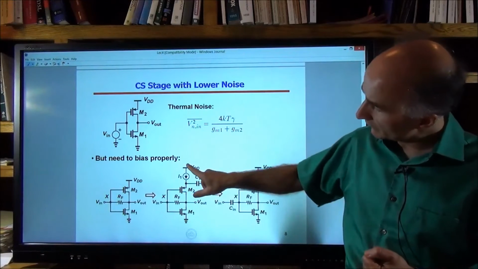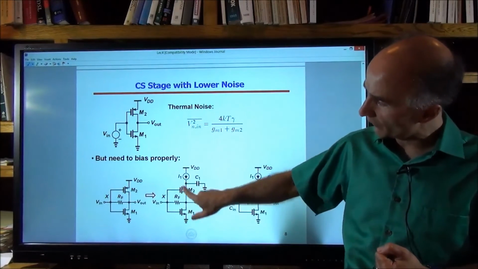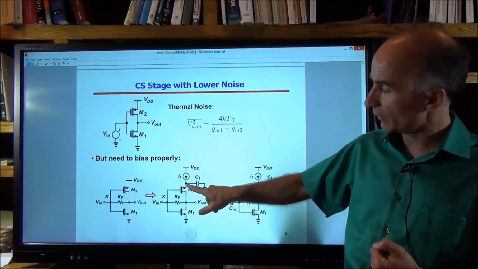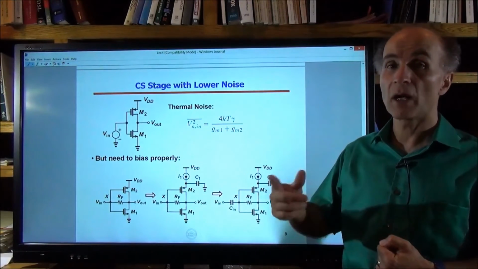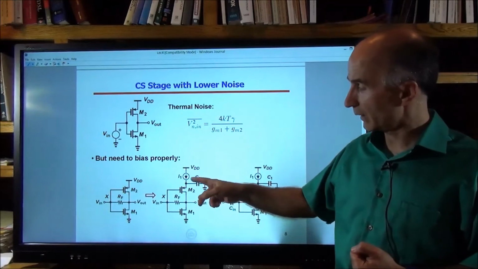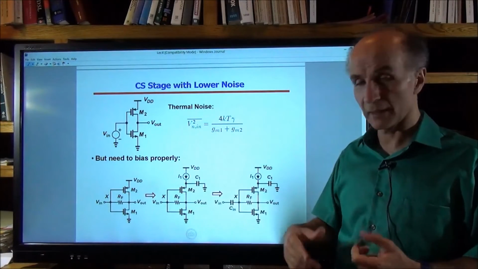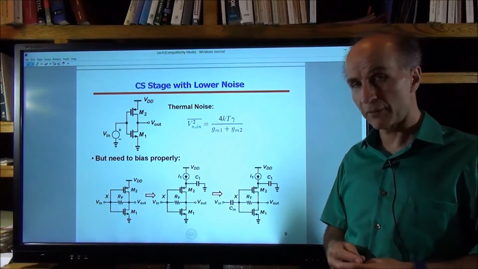So we place a constant current source here to bias both of these, and then place a large enough capacitor from here to ground to make sure that M2 is not degenerated by anything significant, so that M2 still acts as an amplifying device.